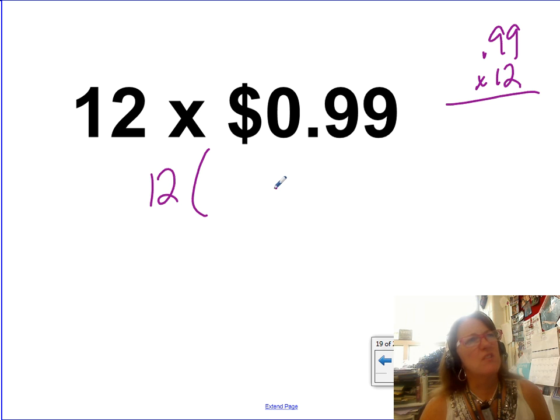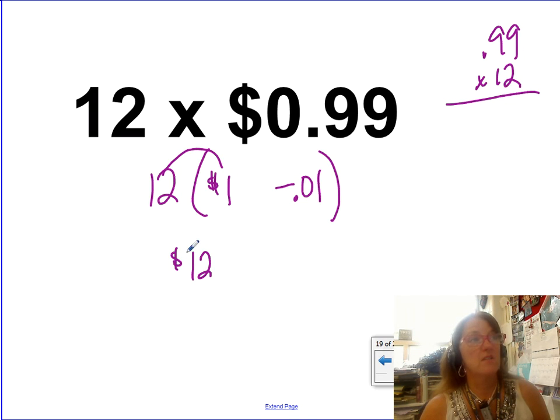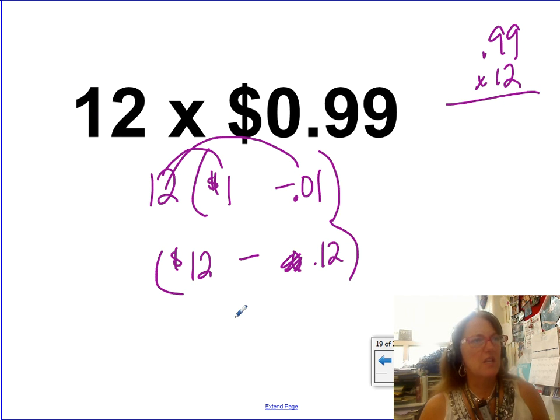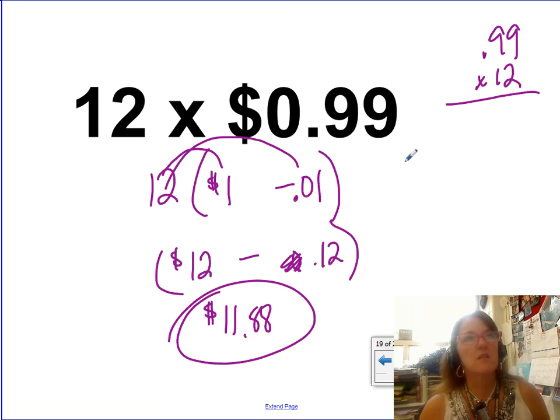99 cents is just 1 penny less than $1. Okay? And frankly, this is going to be a lot easier for me to do because I'm going to say, oh, 12 times $1 is 12 bucks. And then I'm going to subtract away 12 times a penny, which is 12 cents. There we go. And now I can think of doing that in my head. I'm saying, oh, well, take away 12 cents from 12 bucks. That'll leave me with $11.88. Boom. And to me, that's a whole lot easier than doing it this way.